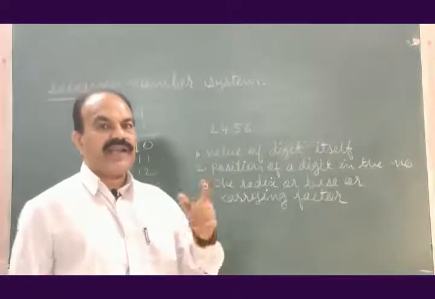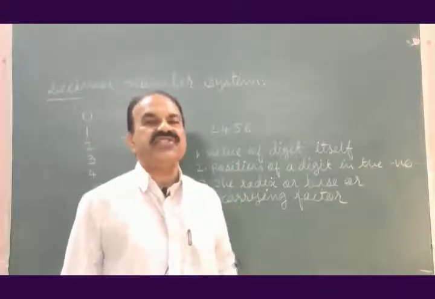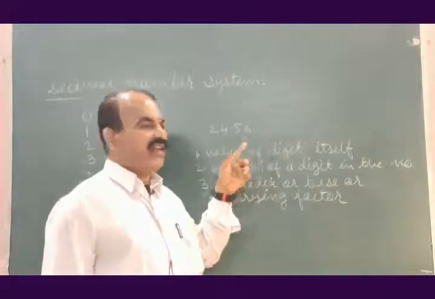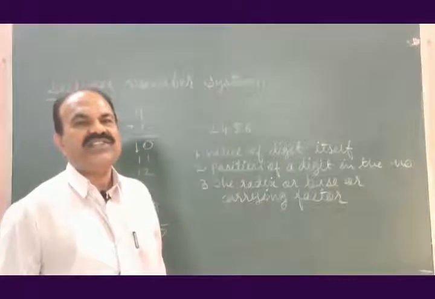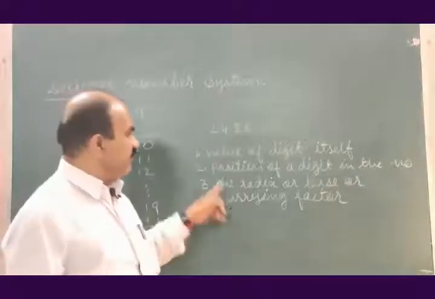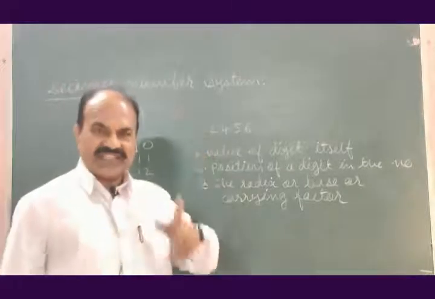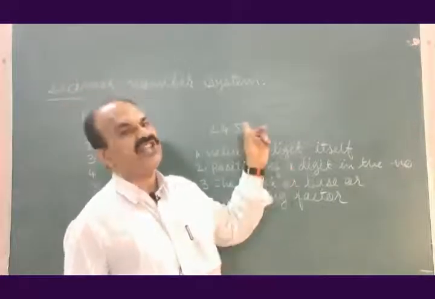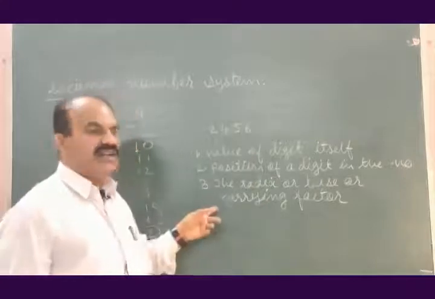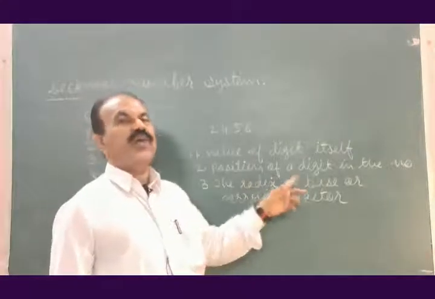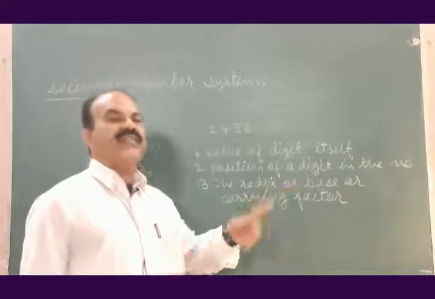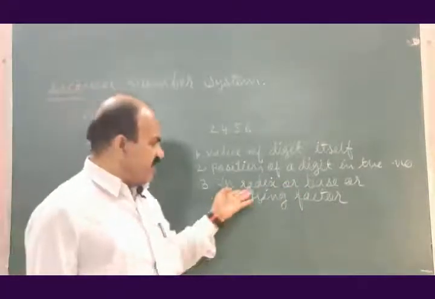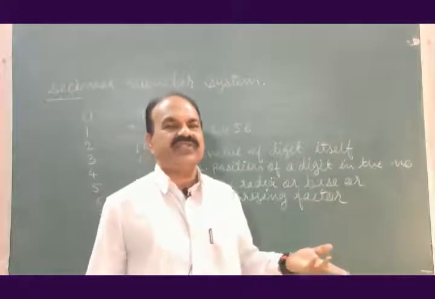Whenever we talk of any positionally weighted number system, the value of the number is always decided by these three criteria. First, the value of the digit itself. Second, the position of a digit in the given number. Third, the radix or base or carrying factor of the number system. Now, what is this radix or base or carrying factor?